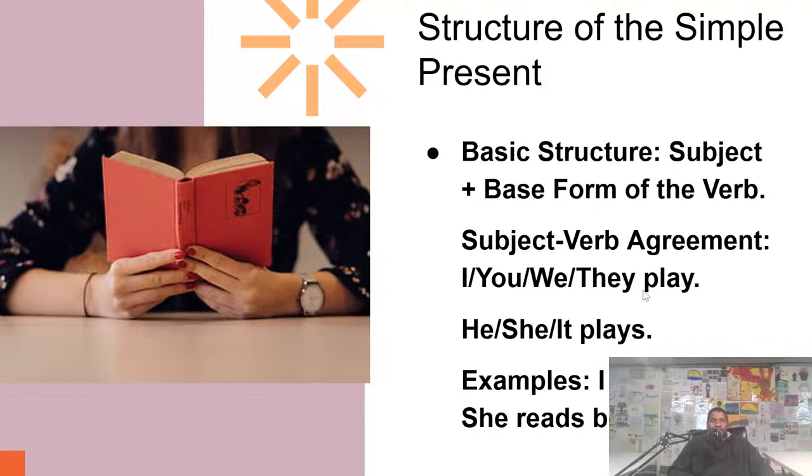That verb play is the base form of the verb. It's the most basic way to say that action. And then we get to third person, singular, not third person plural like they. Third person singular, he, she, it plays. So example, I eat breakfast. She reads books.